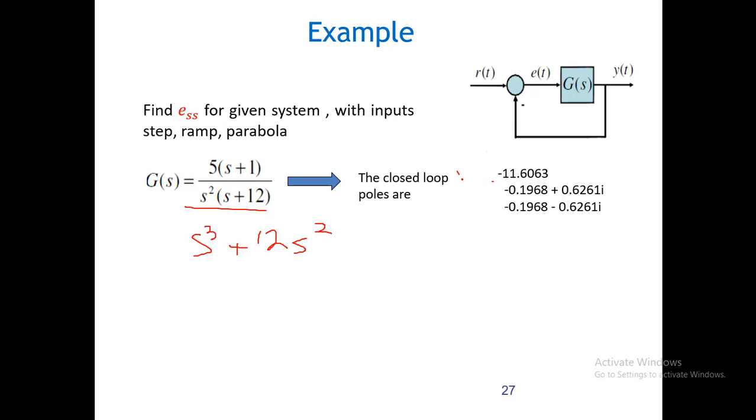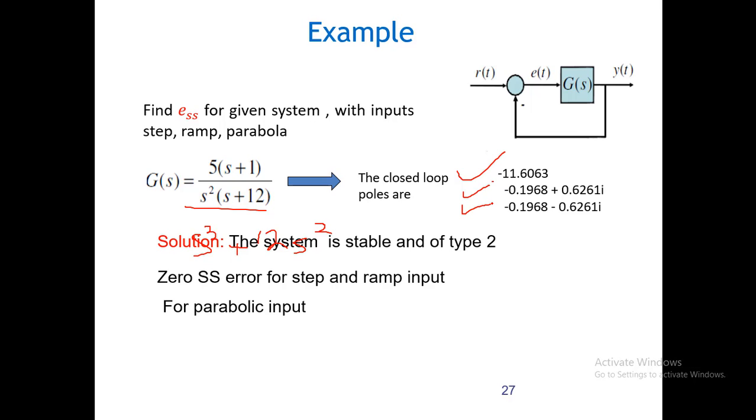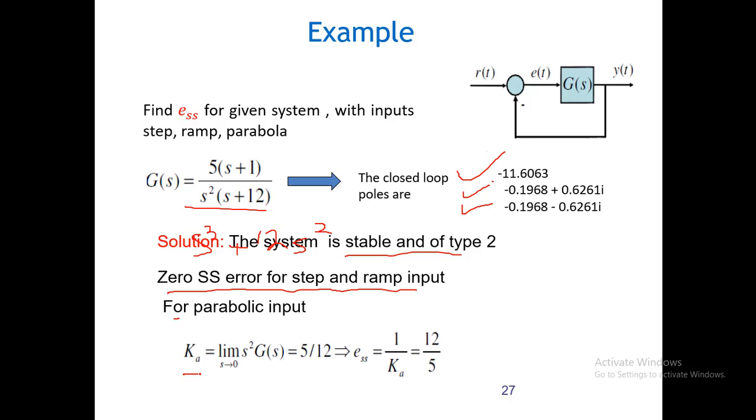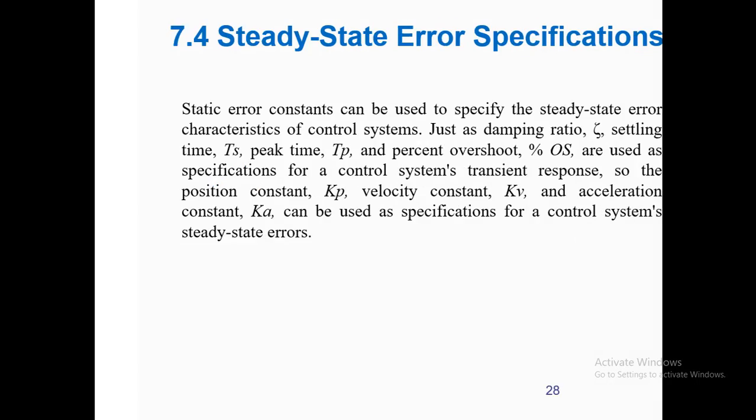The first root is on the real axis, and the other 2 roots involve the imaginary axis as well. So the system is stable and of type 2, with 0 steady state error for step and ramp input, and for parabolic input you can find the steady state error. It will turn out to be 12 by 5.